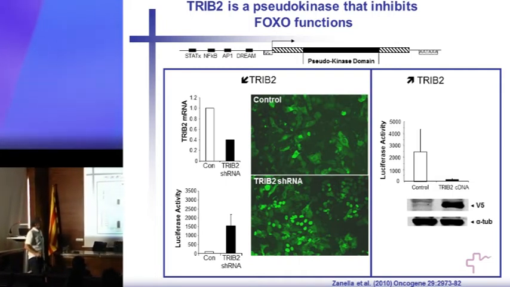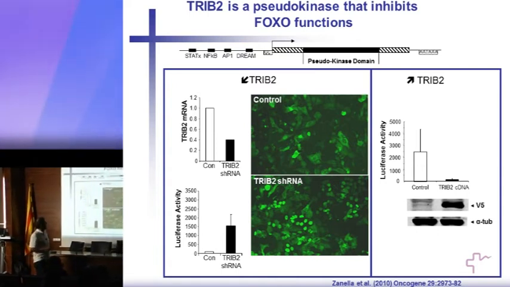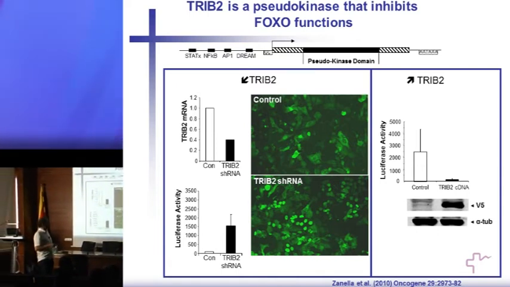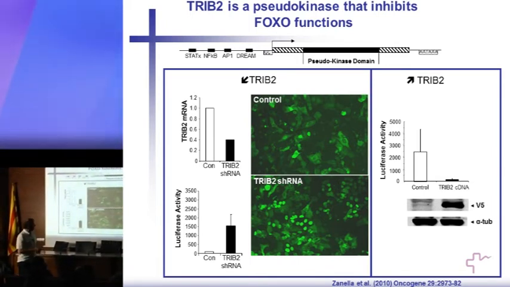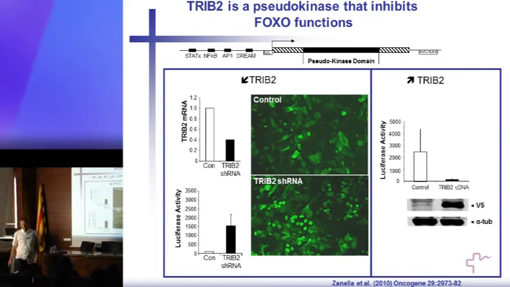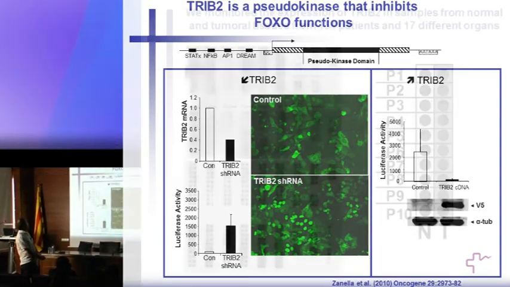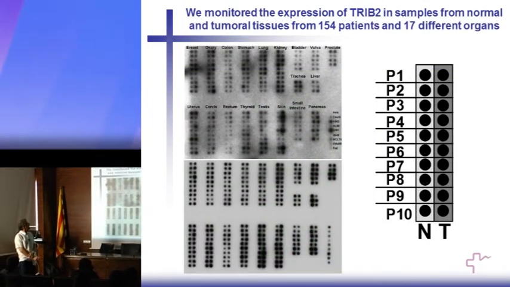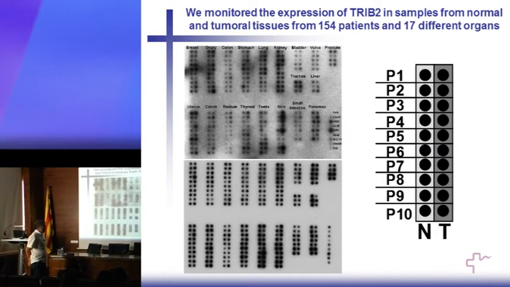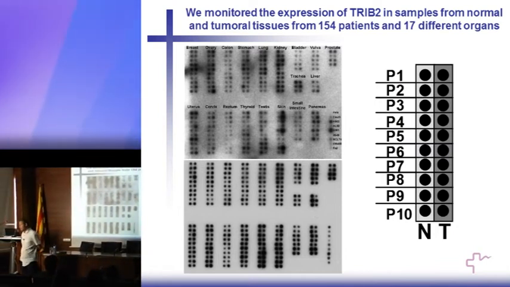On the contrary, when we expressed a V5 fusion protein, the Foxo-dependent transcription dropped dramatically. So since Foxo is an important gene in cancer, we wanted to know if tribbles has anything to do with cancer.